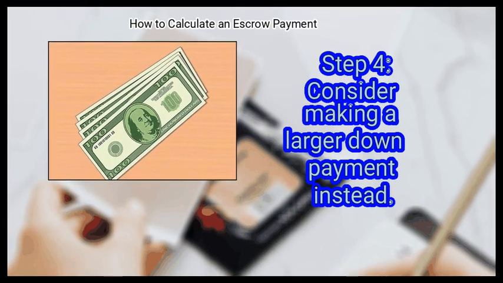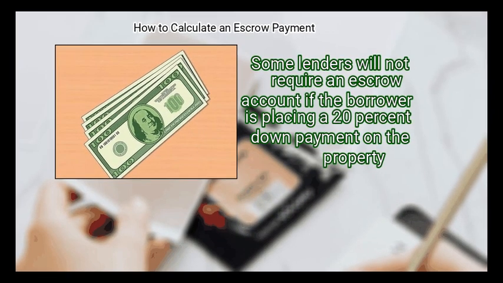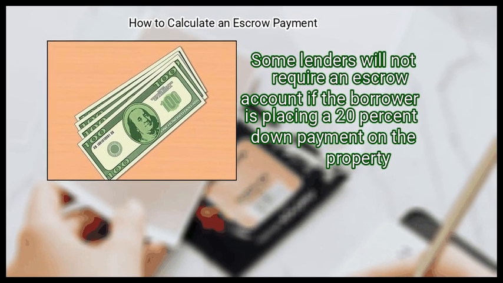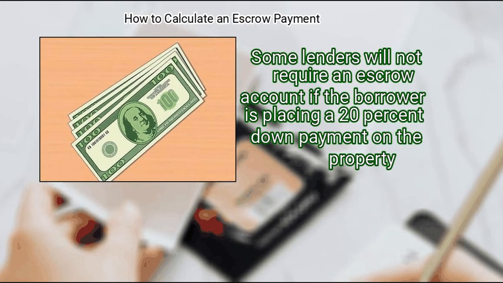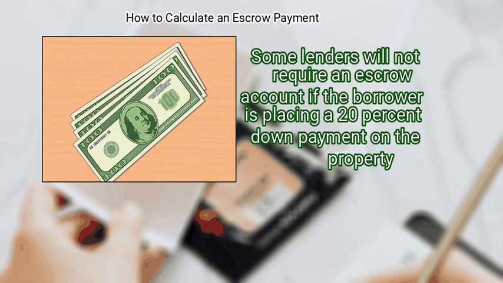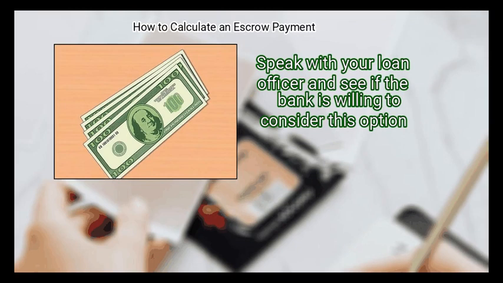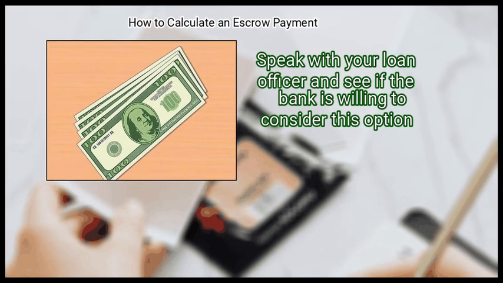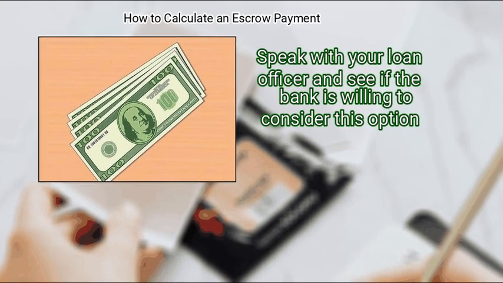Finally, consider making a larger down payment instead. Some lenders will not require an escrow account if the borrower is placing a 20% down payment on the property. Speak with your loan officer and see if the bank is willing to consider this option.